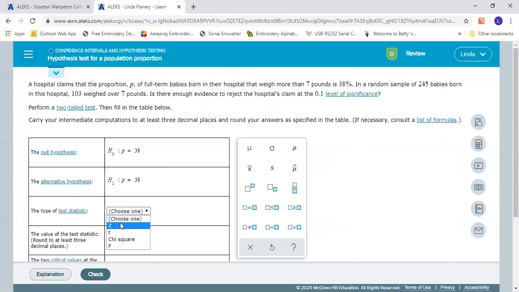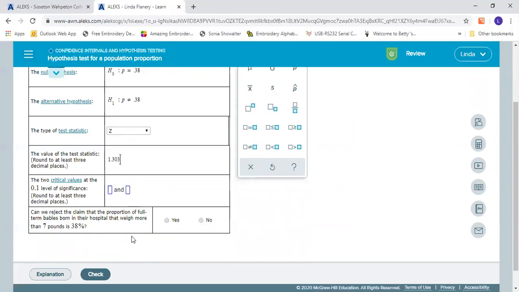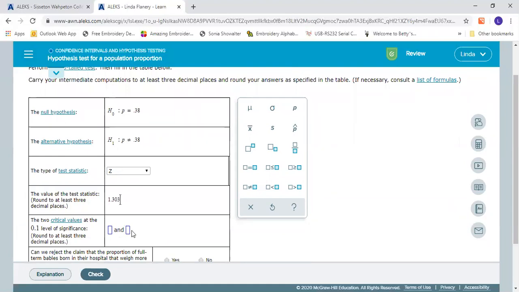So again, I am doing my z-test. I'm going to use my calculator. So on stat tests, go to 5, 0.38 is my p-value, p sub 0. My x value is 103 out of the n value, 245. And this time, our alternative hypothesis is the not equal. So the proportion does not equal 38%. And I'm going to calculate that. And so I see the value of my test statistic is 1.303.